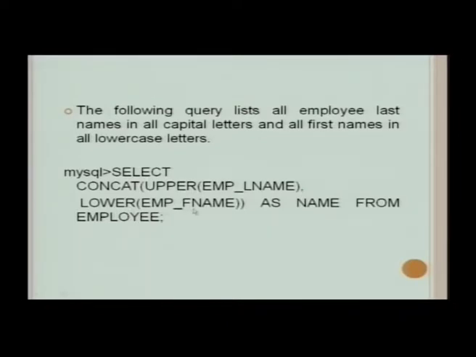So, the first name will be converted to lowercase, if it is in uppercase, and the last name will be converted into uppercase. Then both the last name and the first name are concatenated and presented under the column called name. This is how the upper and lower case functions are used in MySQL.